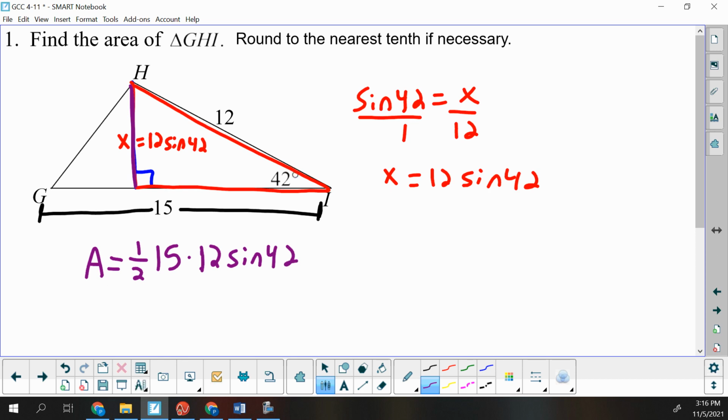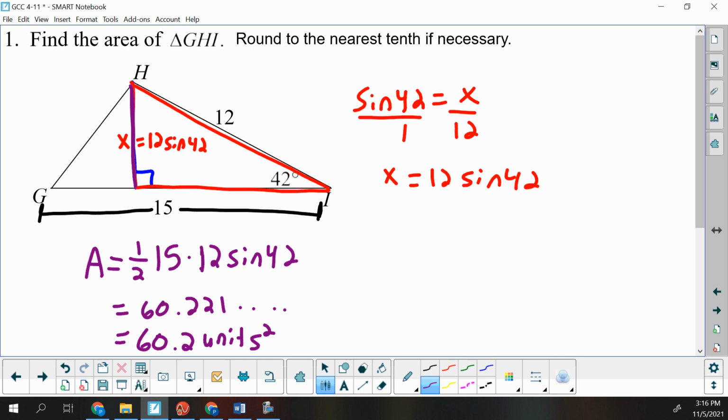12 sine 42 is just a number. We can put it in the calculator. If we type that all in, we're going to get 60.221 and some other stuff. We wanted to round to the nearest tenth, so this area would just be 60.2. It's an area, so we'd have to say units squared.